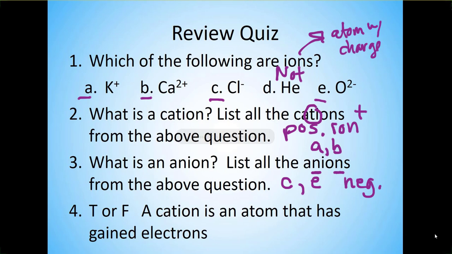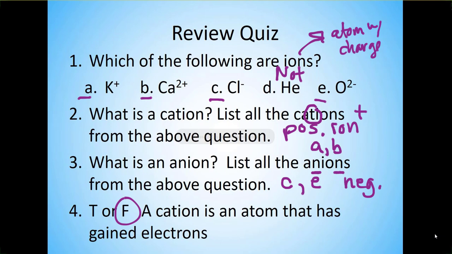And number 4, a cation is an atom that has gained electrons. This is false. When you have a cation, that means it has lost electrons. So that's why it's more positive. So it was neutral, but negative electrons left, and so those protons are still there, and so it ends up with a positive charge.